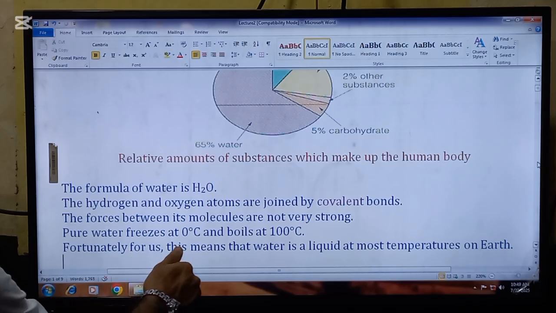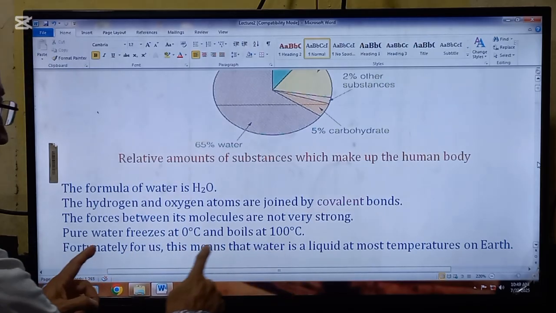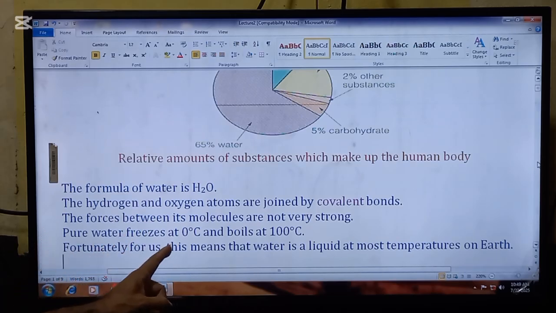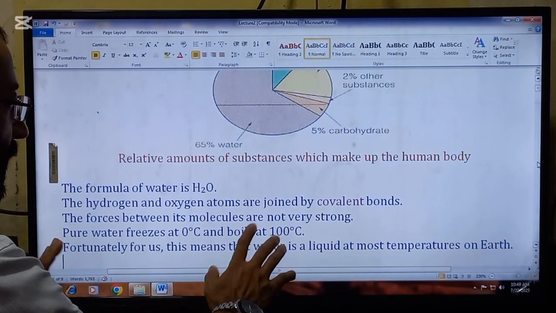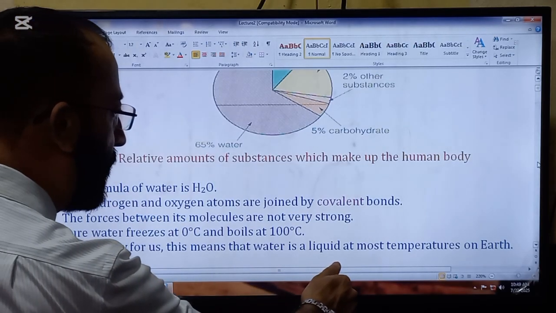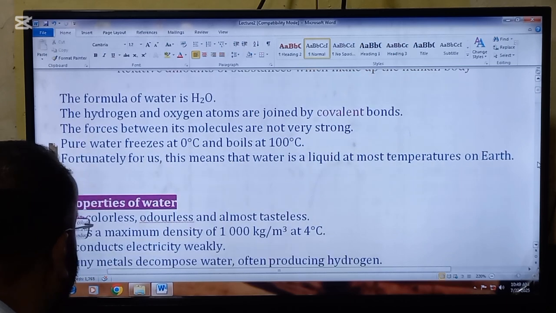Pure water freezes at 0 degrees C and boils at 100 degrees C. So this is the test for pure water. This test normally comes in paper number 4 of chemistry. Fortunately for us, this means that water is a liquid at most temperatures on Earth.